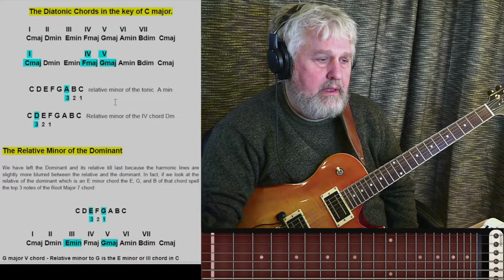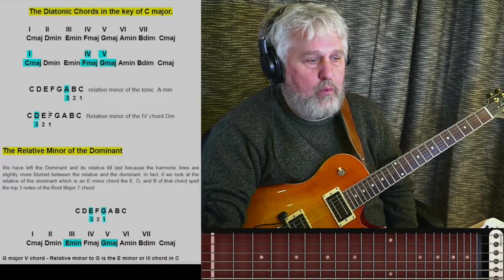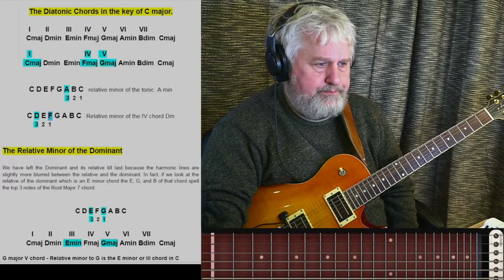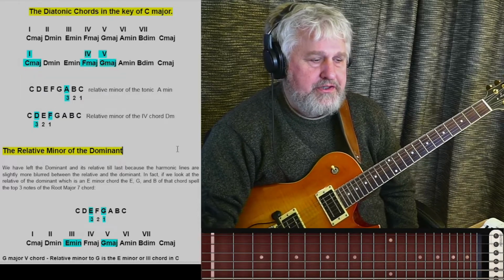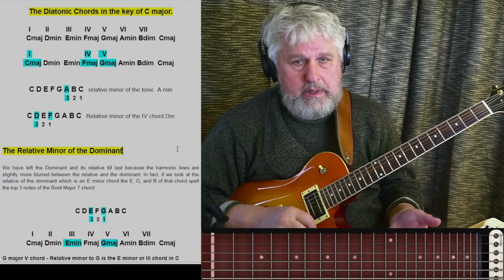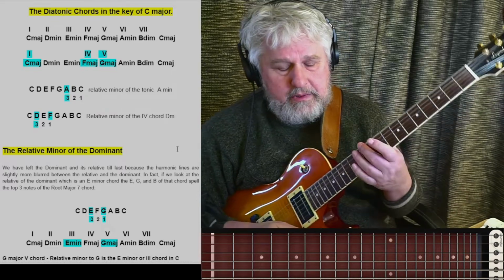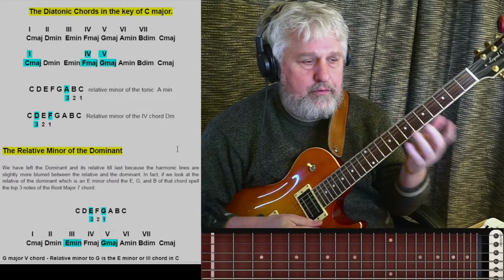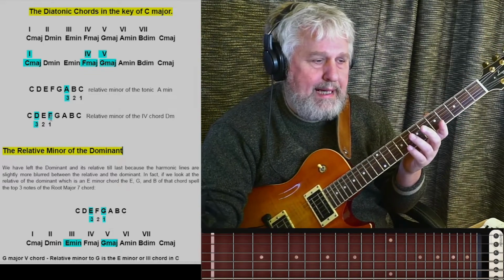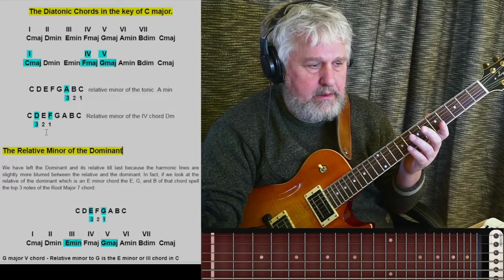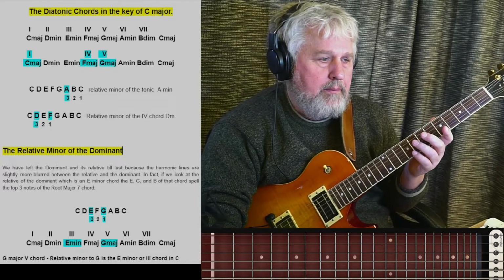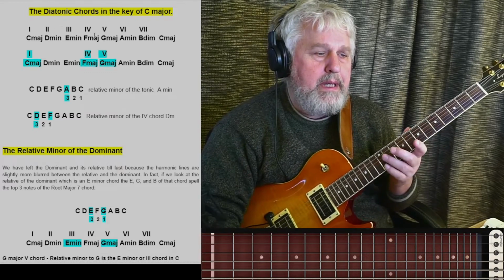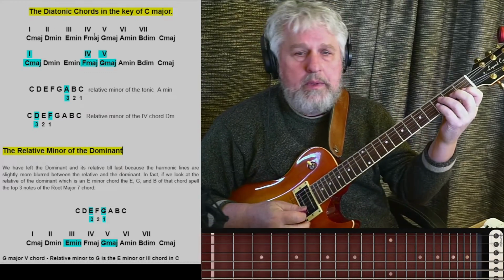Now, the same thing holds true for the 4 chord. The 4 chord is the subdominant chord, and it also has a relative minor. So the relative minor to the 4 chord, the same deal. You count back 3: F, E, D. 1, 2, 3. Up here, F, E, right, D, D minor. So F major and D minor are relative.